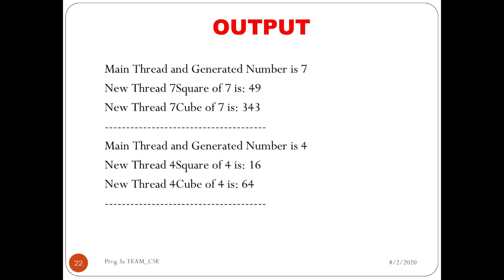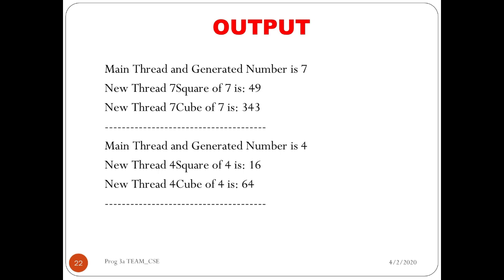Next slide please. Consider the output that is going to be displayed. Right? In the output, the main thread generated a number, suppose it is 7. Next, new thread: 7, square of 7 is 49. New thread: 7, cube of 7 is 343. It means 7 is a random number. When it is sent to the square thread, it prints the square of 7 as 49. If the same number is sent to the cube thread, it prints 343.